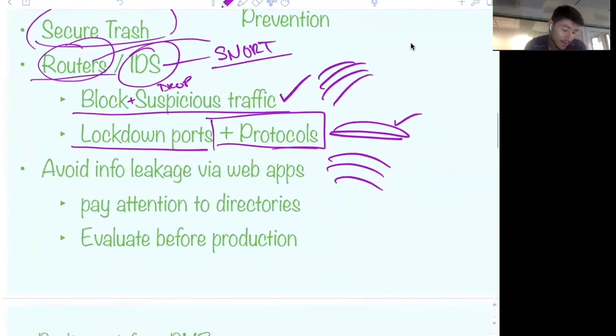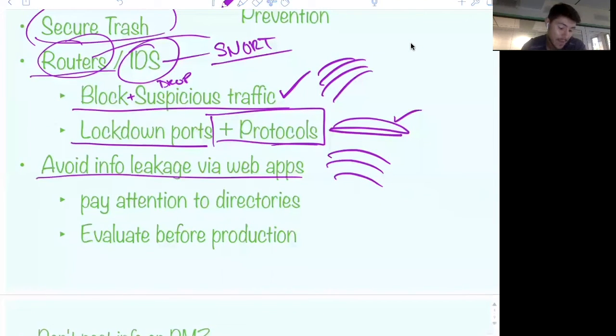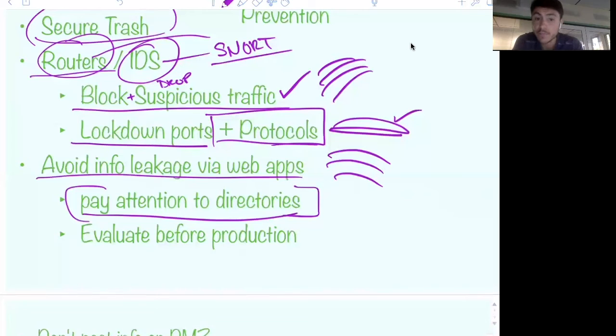We want to avoid information leakage on web applications. So pay attention to directories. I think back in the old days, Windows would allow you to actually browse the file directories. It doesn't do that anymore, but you'll be very surprised at just how many companies out there still allow directories to be actually viewed and browsed.